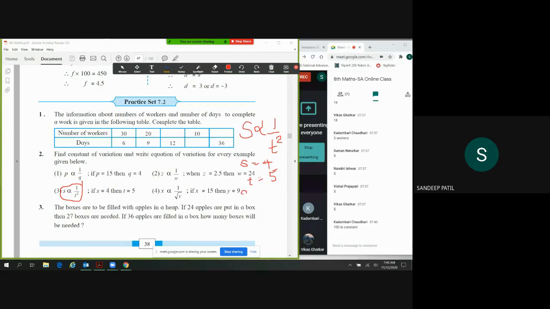S is equal to k by t square, that is in equation form. So S into t square is equal to k. Okay, so S is given as 4 and t square as 5 square. So what is the answer? The answer comes as 100. Okay, so this way we can carry out the calculations and get the constant of variation.